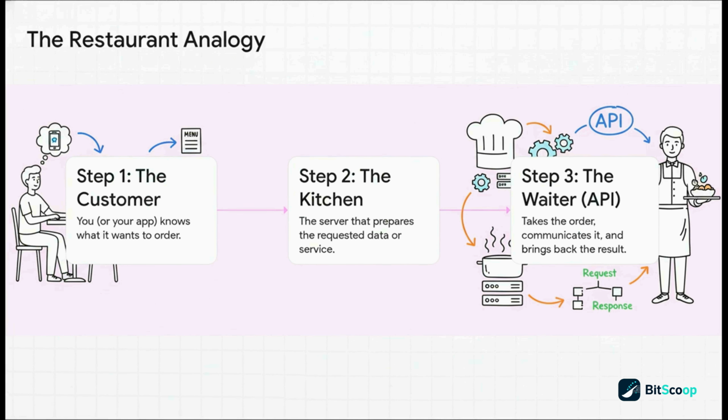You've probably heard the restaurant analogy before, and honestly, it's perfect for this. So imagine you're at a restaurant. You are the app. You know exactly what you want to order. The kitchen? That's the server. It's got all the ingredients, all the data, and the power to make what you want.